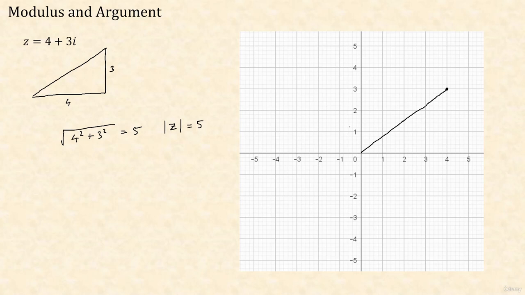Now another useful concept is the argument. The argument is the angle that a complex number makes with the positive real axis. So here's our real axis over here, the real part. So it's this angle here. Now, two things you need to know. One is we measure in radians always. We never do this in degrees. And the other is we start from 0 here and we measure anti-clockwise.